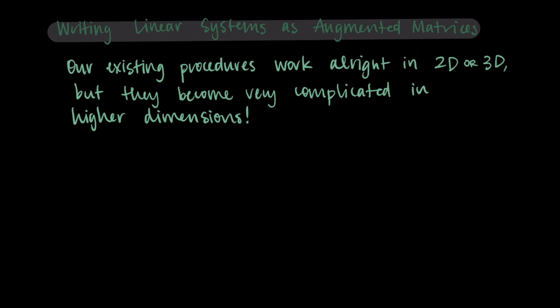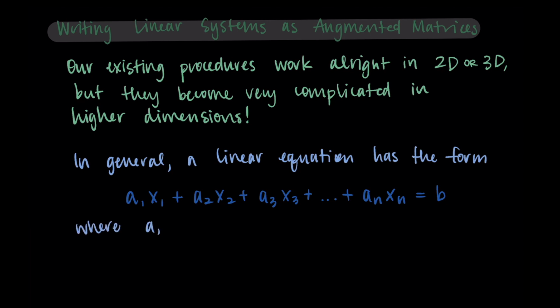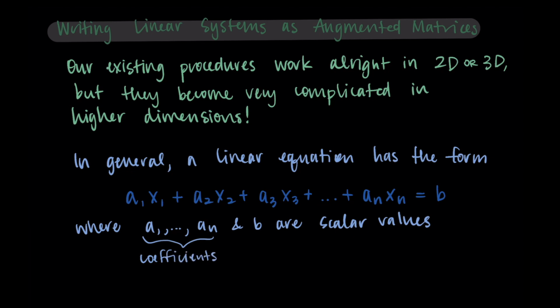So we've been talking about linear systems of equations, and I just want to remind us what a linear equation is. So in general, a linear equation will have the following form. It looks something like a1x1 plus a2x2 plus a3x3, etc., all the way to anxn, and this is going to be equal to some constant b. So here the a values, a1 through an, and the b are scalars, where the a values are our coefficients. So these are just numbers that are being multiplied by the variables.